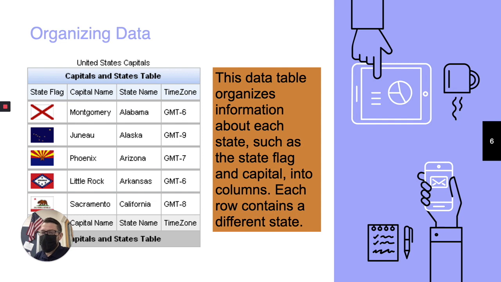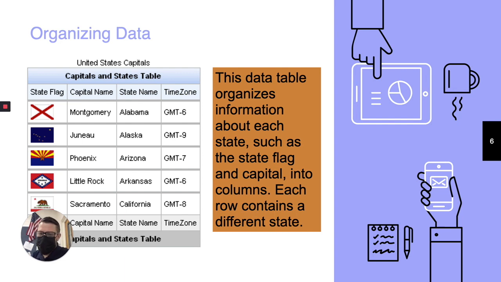So here we have United States capitals. So we know that we're dealing with states in the United States and their capitals. We have 4 columns here: your state flag, your capital name, your state name, and your time zone. And then each horizontal row is giving us information from a specific state. So if we wanted to know, say, the capital of Arizona, you find the column for capital and then the row for Arizona, and where that intersects, you find Phoenix, which of course is the capital.